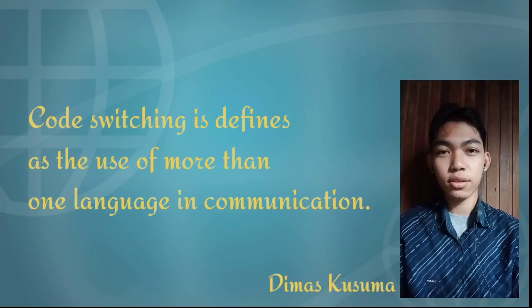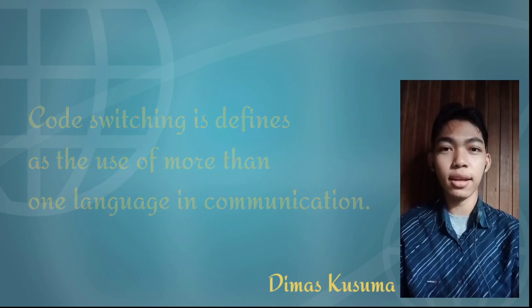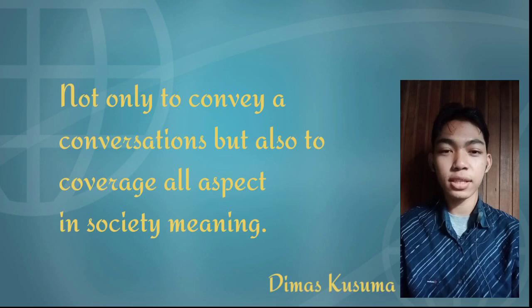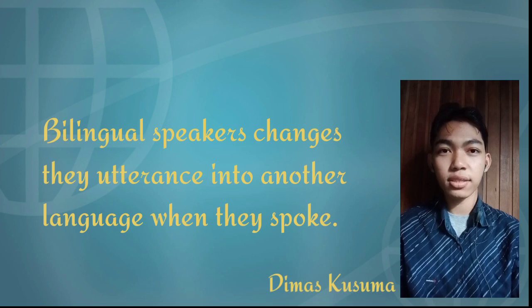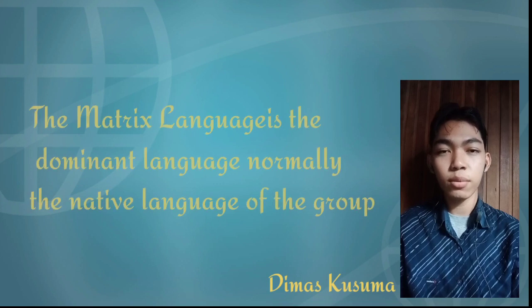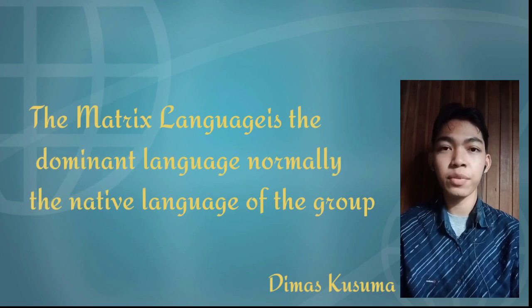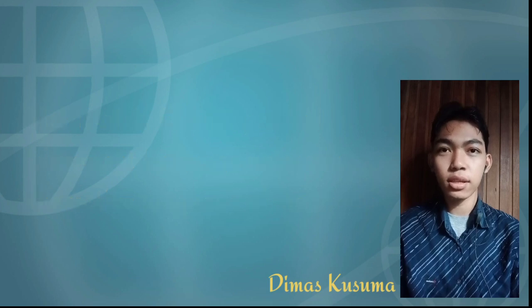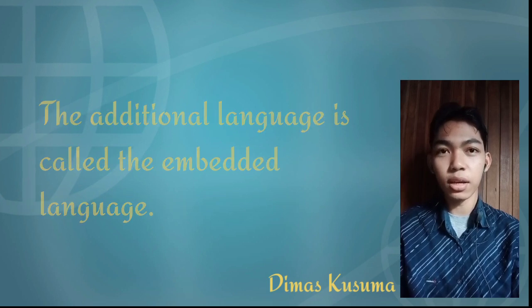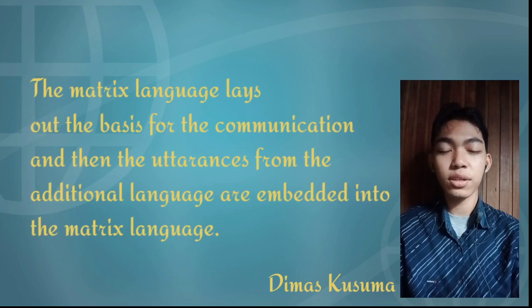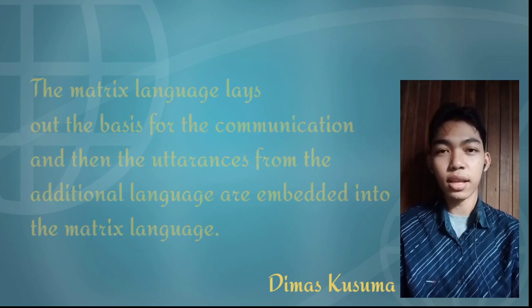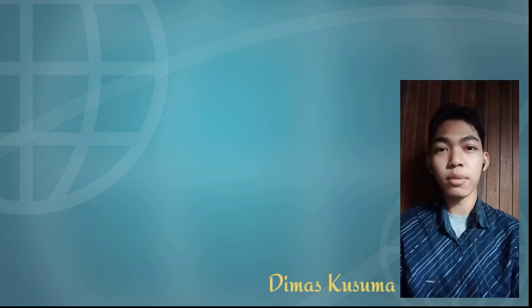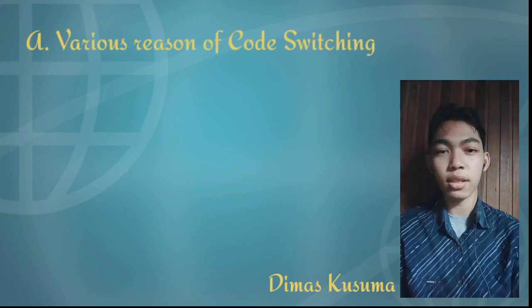Code switching is defined as the use of more than one language in communication. Code switching is not only to convey conversation activity, but also to cover all aspects of social meaning. Bilingual speakers change their utterance into another language when they speak. In code switching, one language is the dominant language, normally the native language of the group. This is sometimes called the matrix language, and the additional language is called the embedded language. The matrix language lays out the basis for the communication, and then the utterances from the additional language are embedded into the matrix language. There are various reasons that people might switch from their matrix language to the embedded language.